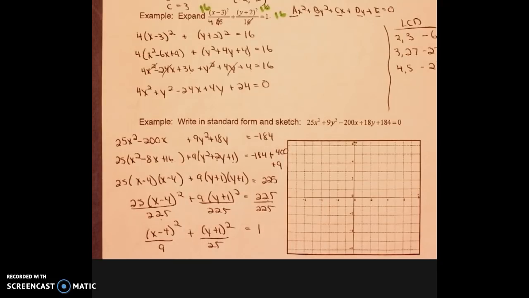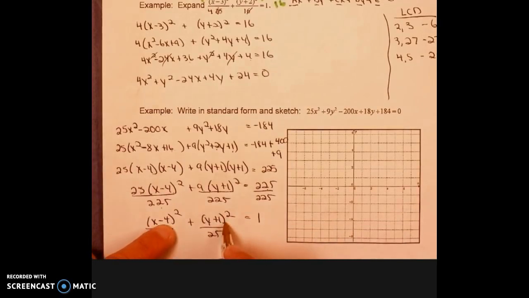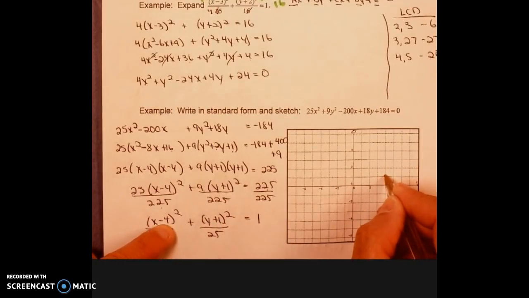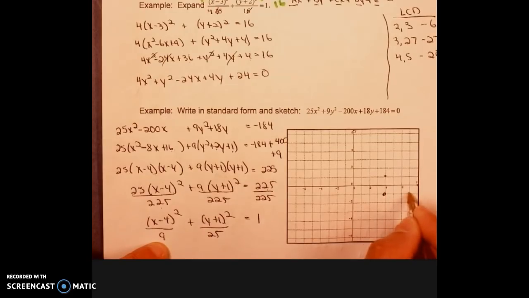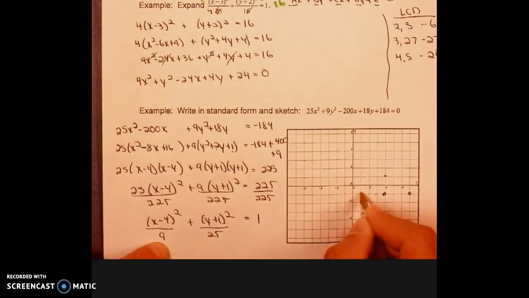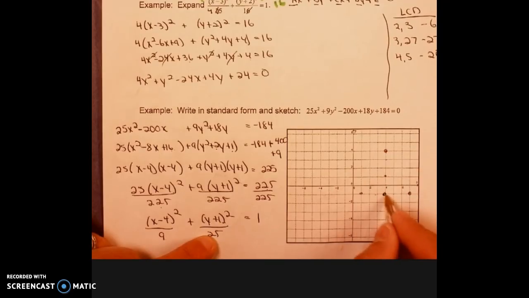We're going to be working on this some more in class, so if I went a little bit fast, don't worry, we'll focus some more on it because this completing the square is going to come up throughout the entire unit. So now we're ready to graph. I've got my center at 4, negative 1. I'm going to go left 3 and right 3 to my endpoints, and then I'm going up 1, 2, 3, 4, 5, and down 1, 2, 3, 4, 5.